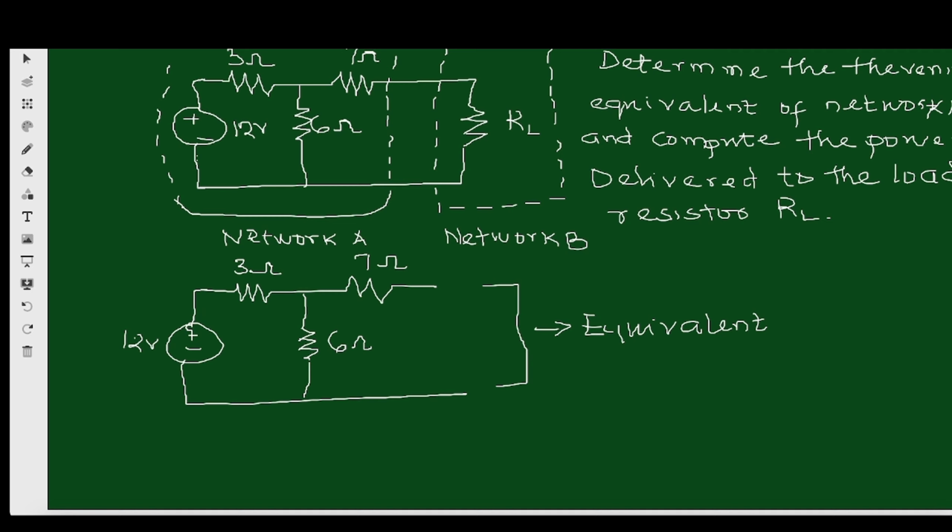Listen to this very well. To get your Thevenin equivalent resistance, you turn off the independent source in network A to form an inactive network. If there is a dependent source, leave the dependent sources unchanged. Don't turn off the dependent sources. Dependent sources are the ones that have a diamond shape.